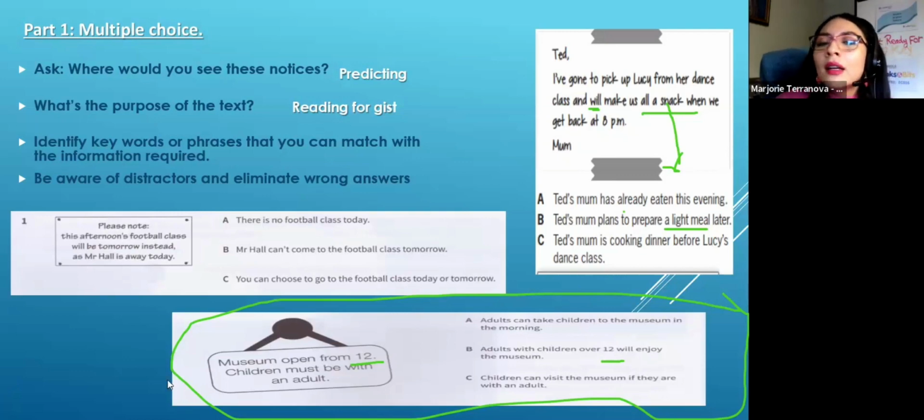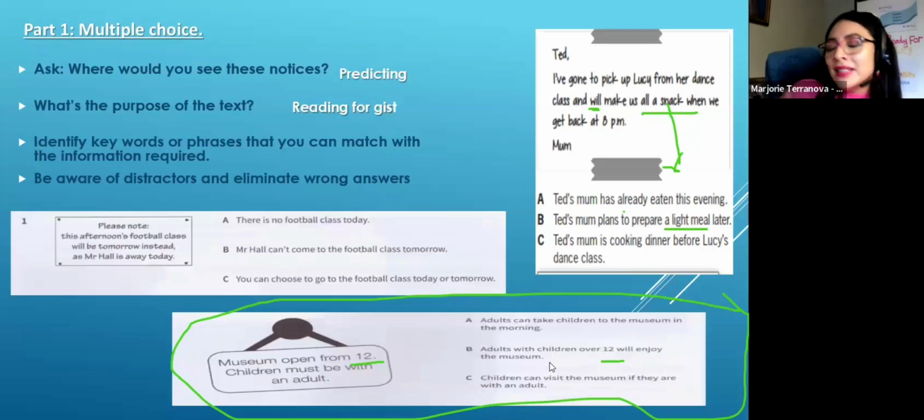Thank you very much. The correct answer was letter C, right? It says children must be with an adult. Children can visit the museum if they are with an adult. Remember that we eliminated letter B because that was actually an example of word spotting, right? It was difficult.